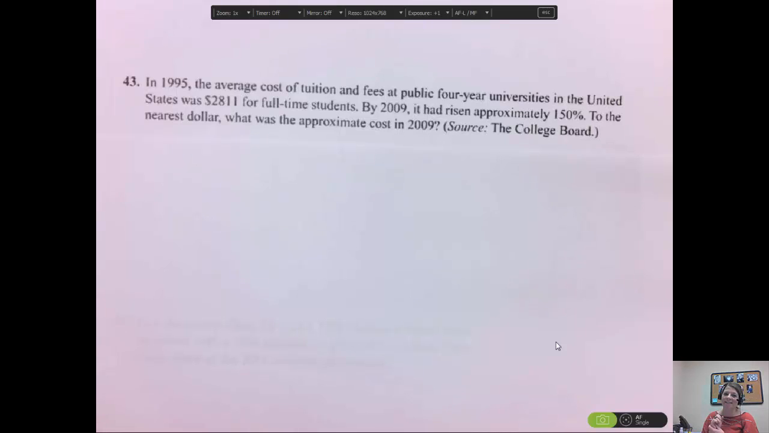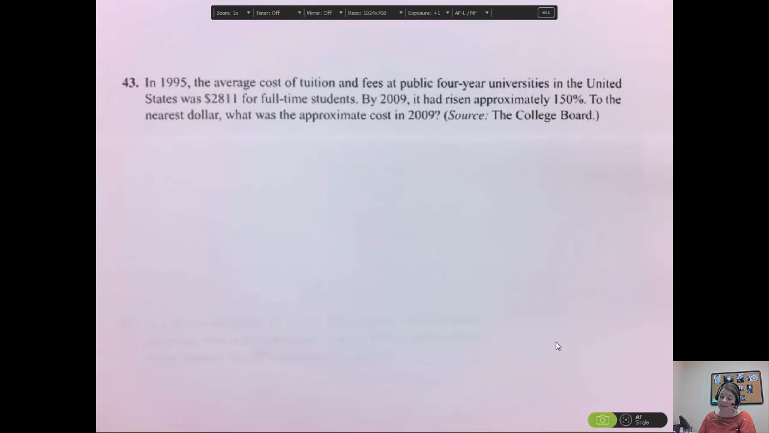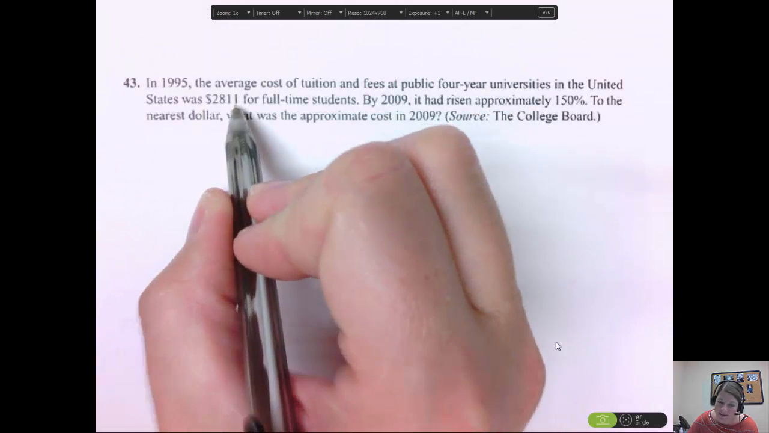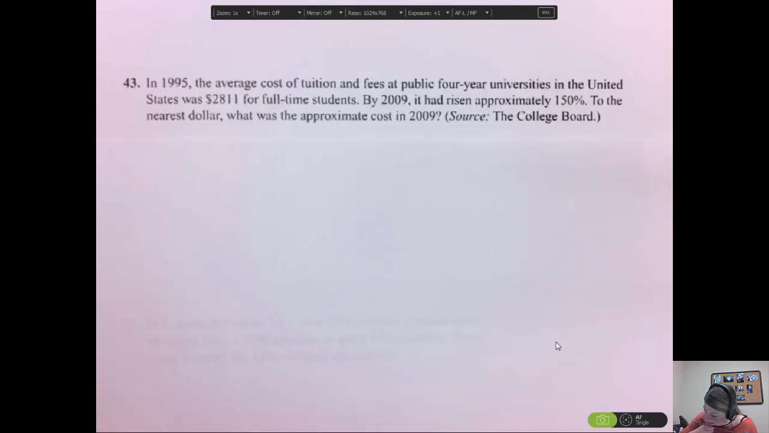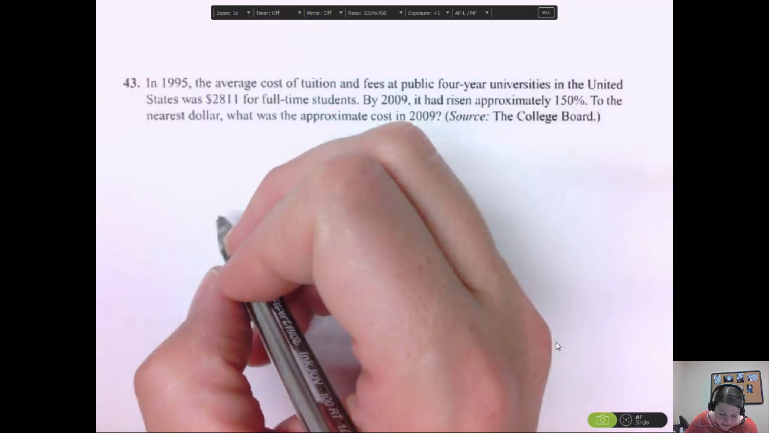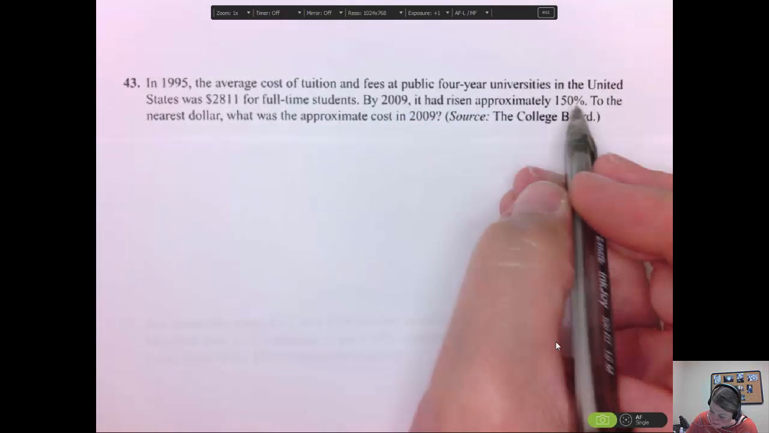This is funny because this is when I went to college, and this really is a big difference. This is about what I paid. Actually, it was less than that per semester. Way different now.